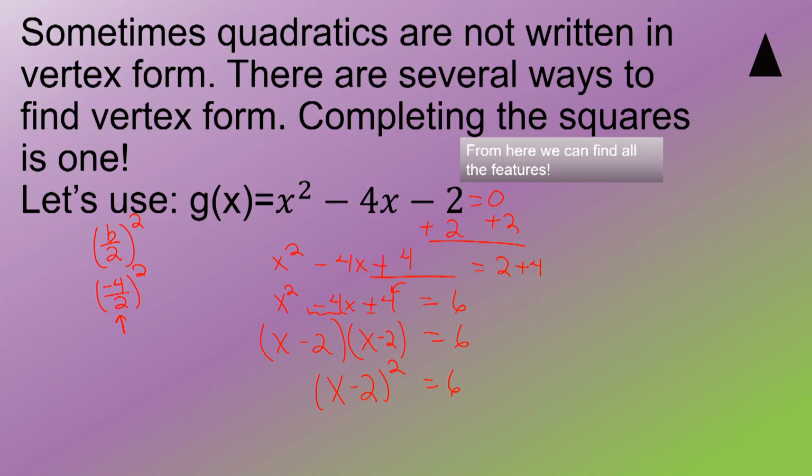So now I'm solving for my x values. So let's go ahead and complete this. I am taking the square root. I have x minus 2 equals the square root of 6.